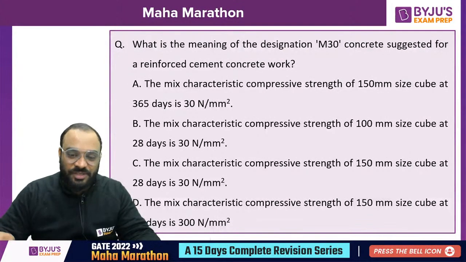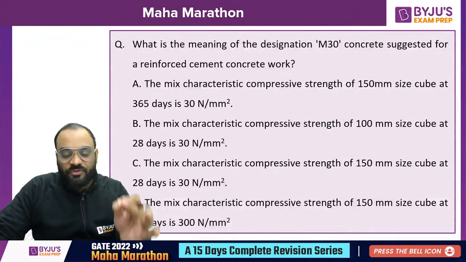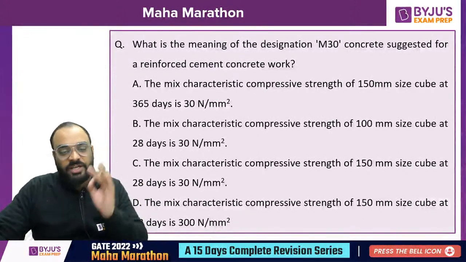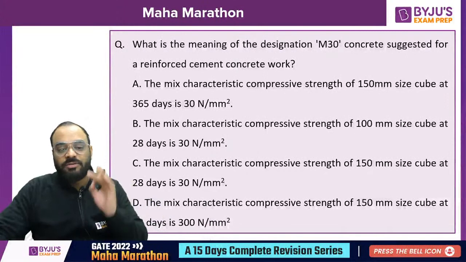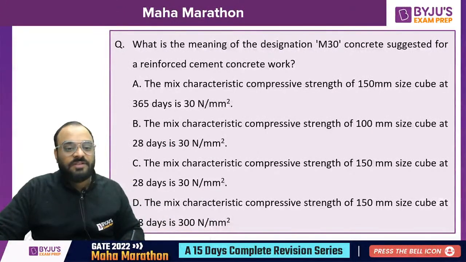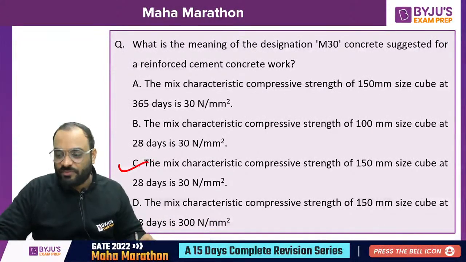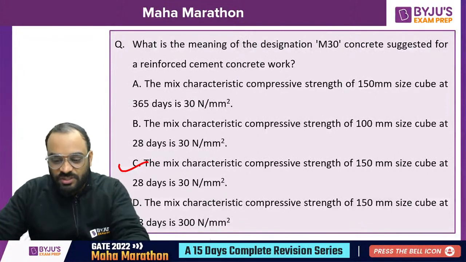Tell me the answer of this one, guys. Vivek, C. The mixed characteristic compressive strength of 150 mm size of cube at 28 days is 30 Newton per mm square. Very good. C is the correct answer, guys, which is a very simple question, right? Next question.